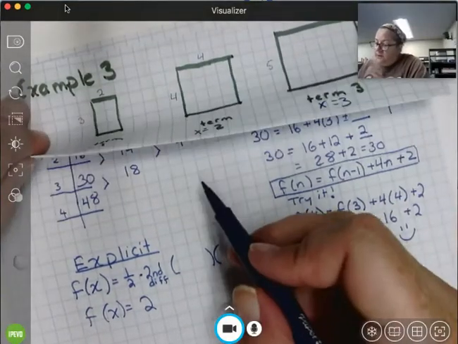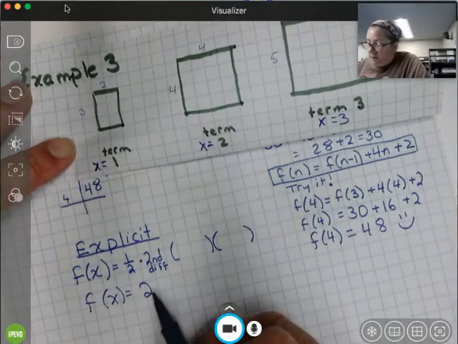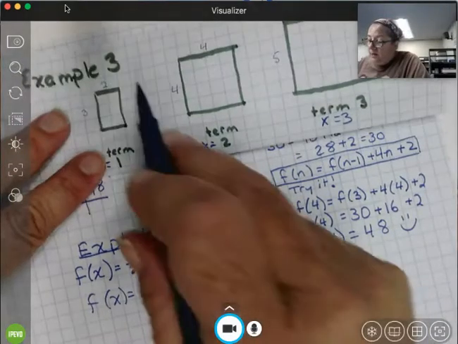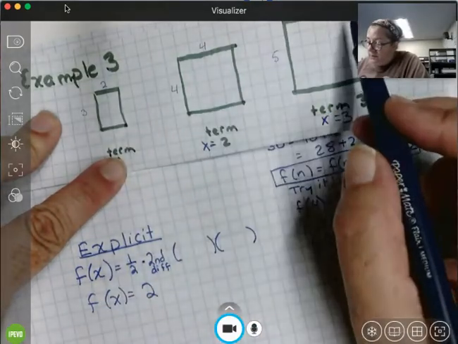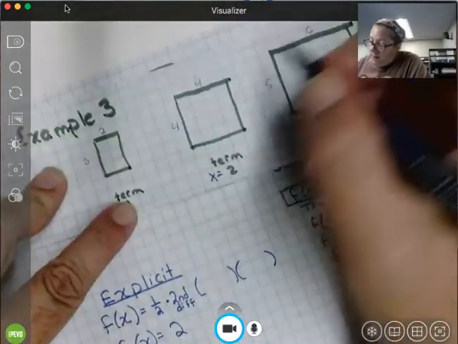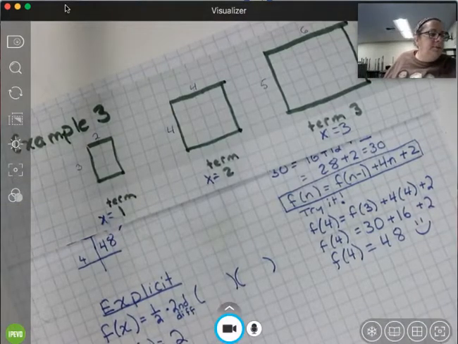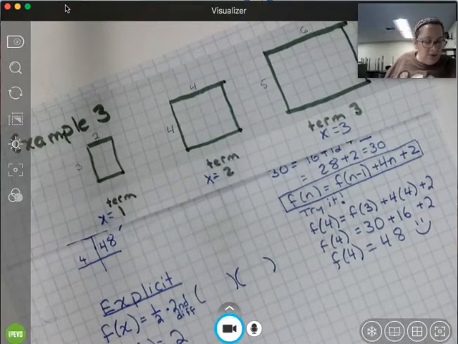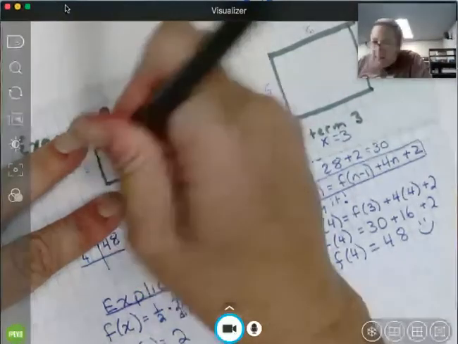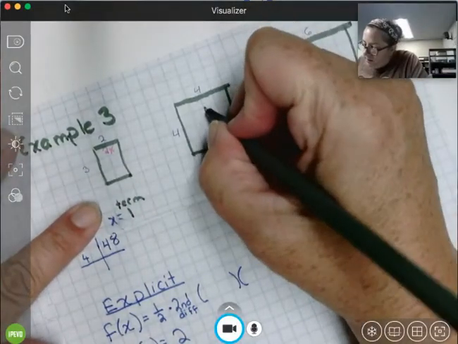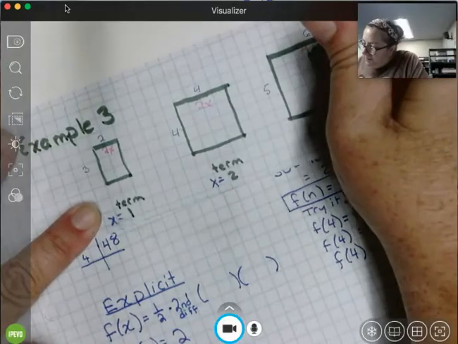Our second difference is 4. So that means one of the numbers in our explicit, a multiplier, is going to be 2. And look, if I look across the top, I can see 2, 4, 6. So I know that my top of my rectangle can be represented by 2 times x every time. So this could be 2x. This could be 2x, because that would be 2 times 4. And this could be 2x.